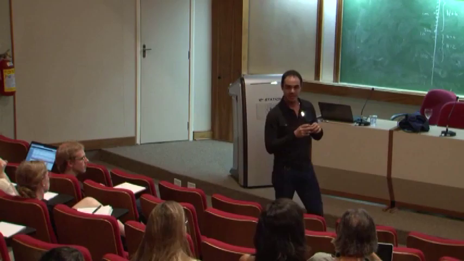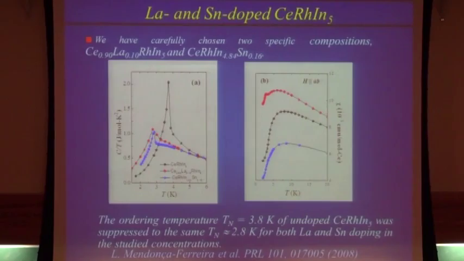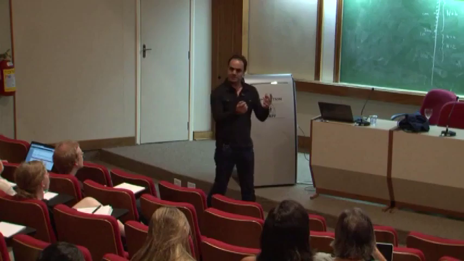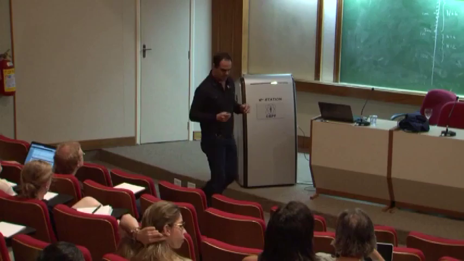And then we chose two samples, doping with lanthanum and doping with tin, that have the same TN. Right? We carefully chose the concentration of lanthanum and tin so that they have the same TN. We did that to start at the same point in terms of RKKY interaction and crystal field, because we know that both properties are connected.